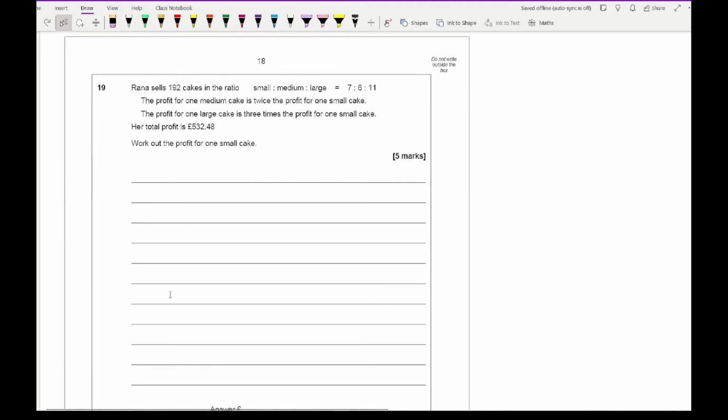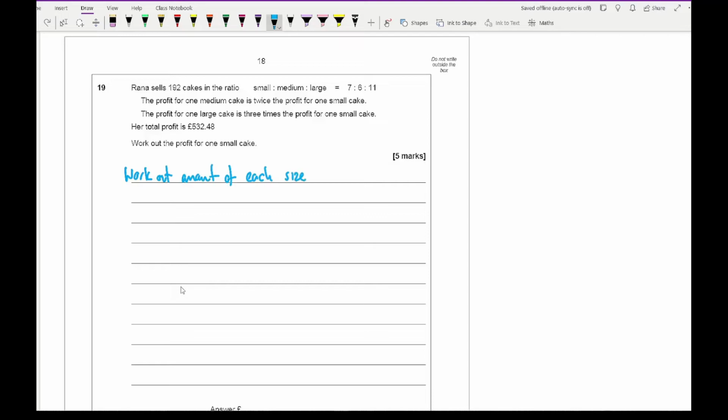Question 19, it says that Rana sells 192 cakes in the ratio of small, medium, large, and we've got 7, 6, and 11. The profit of one medium cake is twice the profit of one small cake, and the profit of one large cake is 3 times the profit of one small cake. Total profit is £532.48. Work out the profit of one small cake. Right then, so first thing we need to do is work out how many of each size cake she has. So work out the amount of each size.